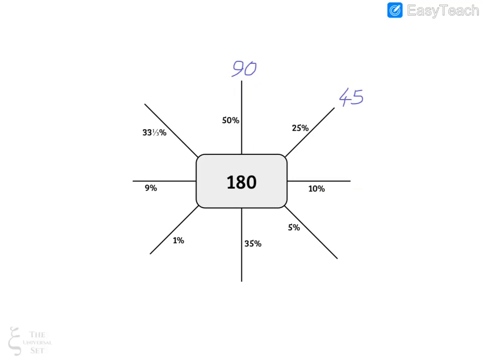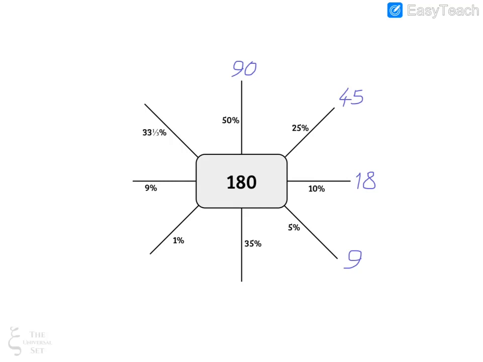What's 10% going to be? Well, I'm going to take my 180, I'm going to divide it by 10, that's 18. 5%, same as we did before, we can take our 10% and we can halve it, that'll be 5%. So what's half of 18? It's 9, isn't it? Good.